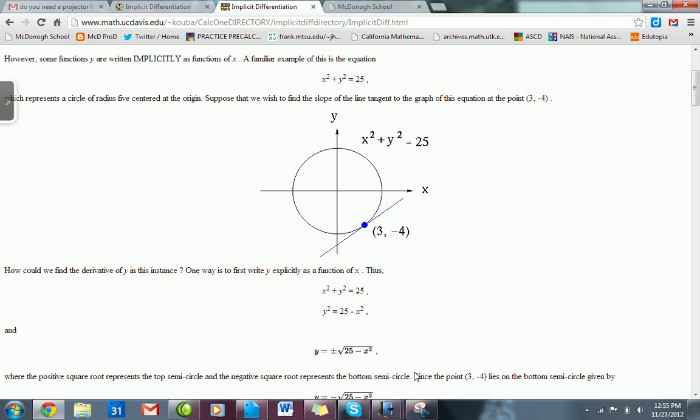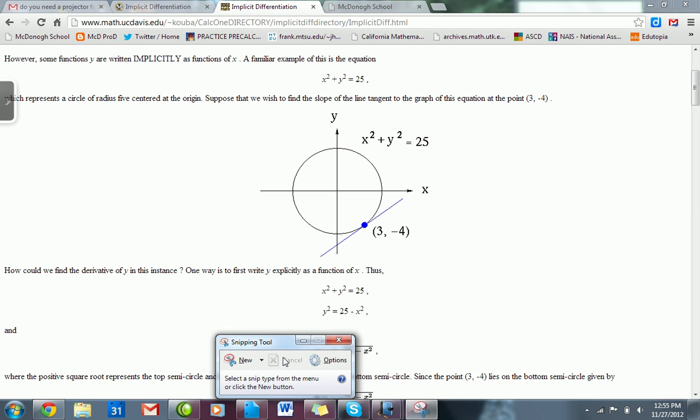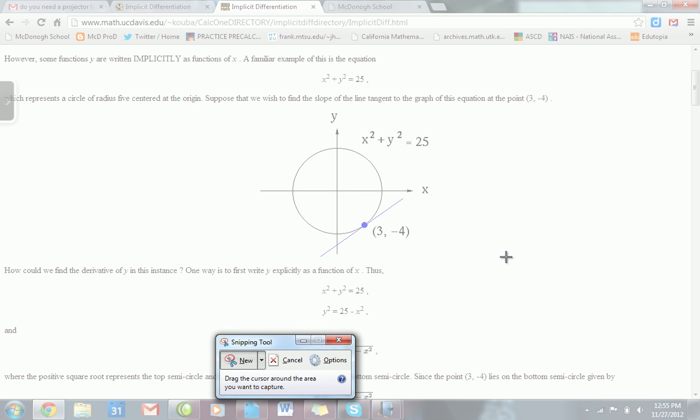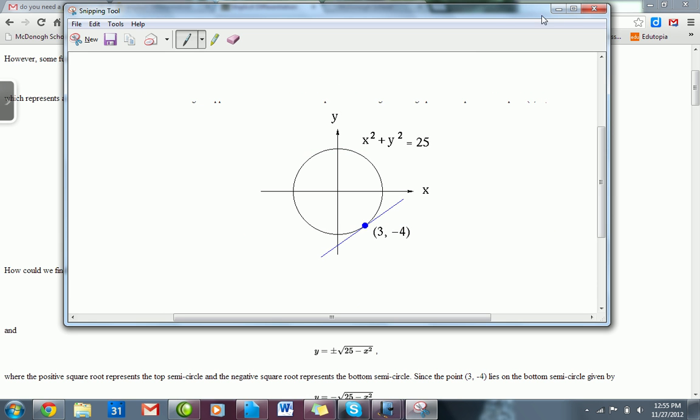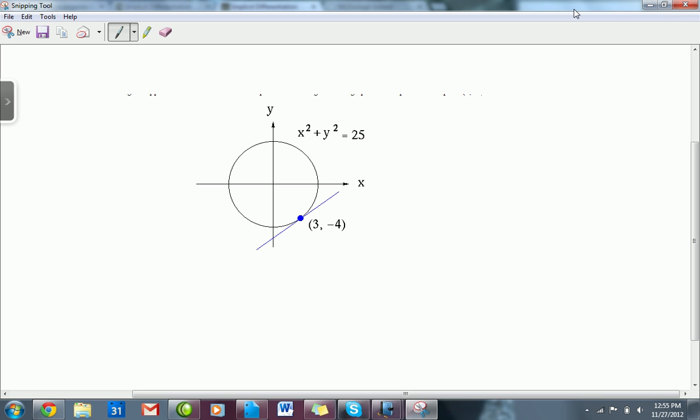Miss Veltri showed me this wicked cool snippet tool, and we're going to use it right now. I'm just going to snip this piece here and blow it up. That's the relation that I'm going to try to differentiate so that I can find the slope of that blue tangent line at (3, -4). The first thing I want to do is differentiate both sides with respect to x. I'm going to take the derivative of the left side, x squared plus y squared, and the derivative with respect to x of the right side, which is 25.